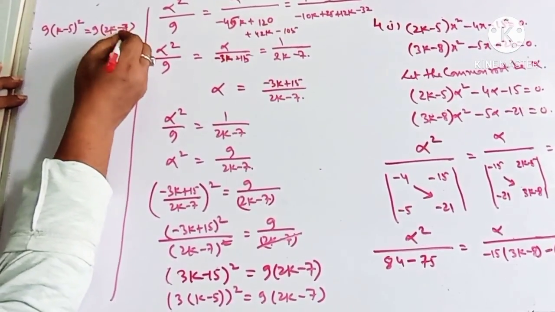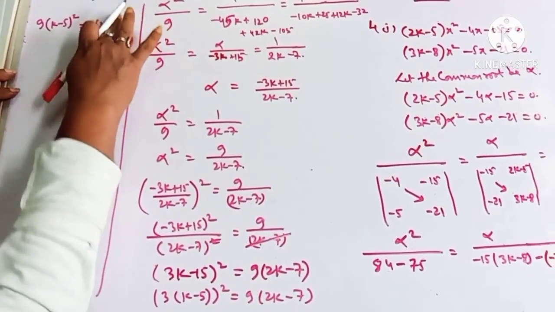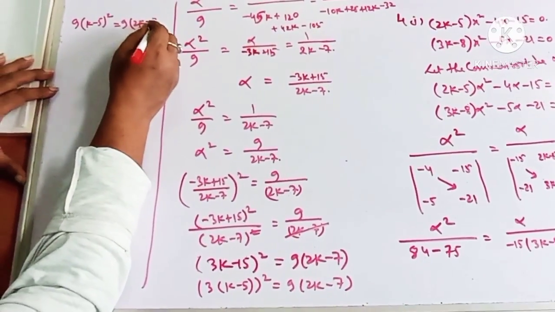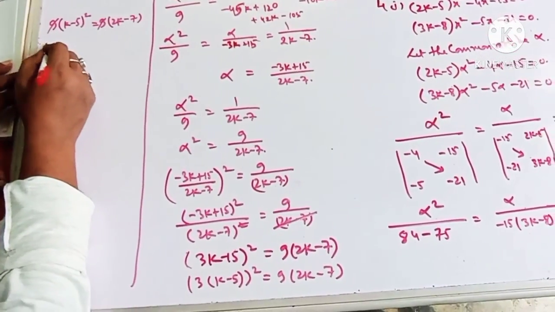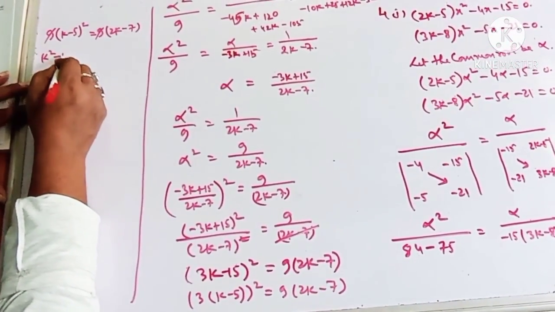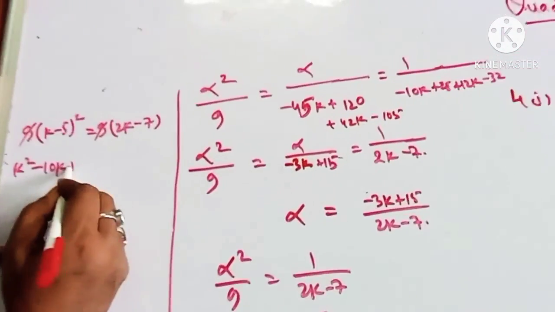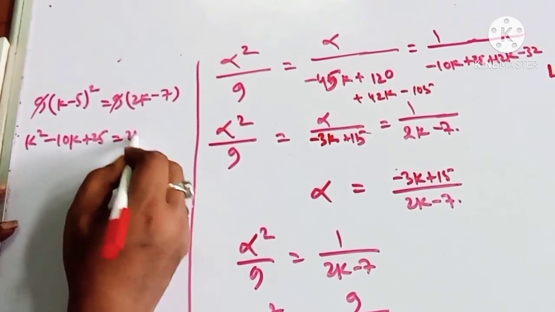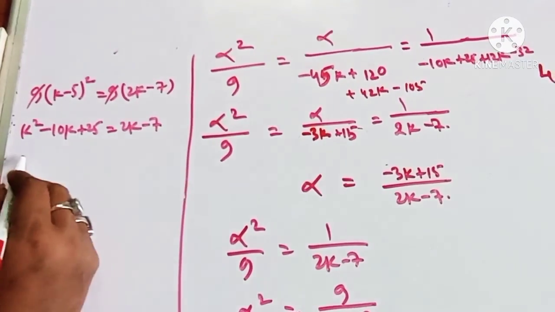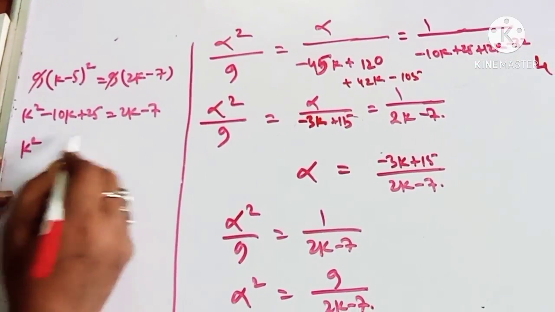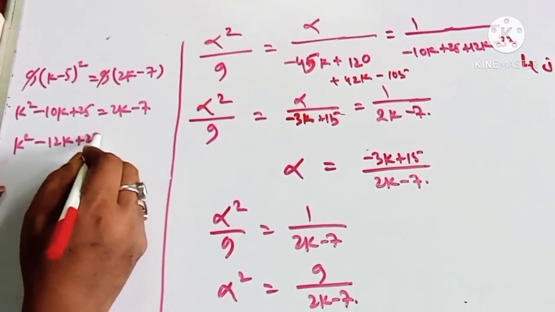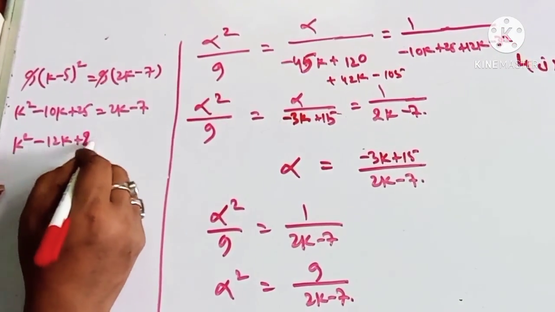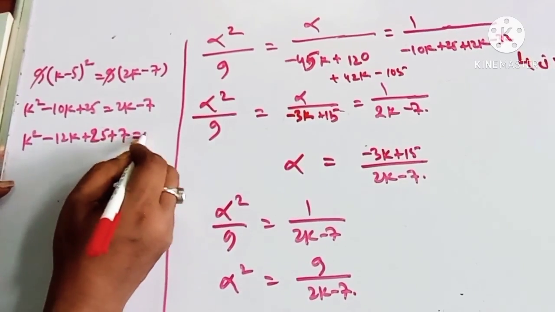So 2k minus 7. So 9 cancels out. Now it becomes easier. K square, 2 5s are 10, 10k plus 25 is equal to 2k minus 7. So here this will be k square minus 12k plus 25 plus 7 equal to 0.